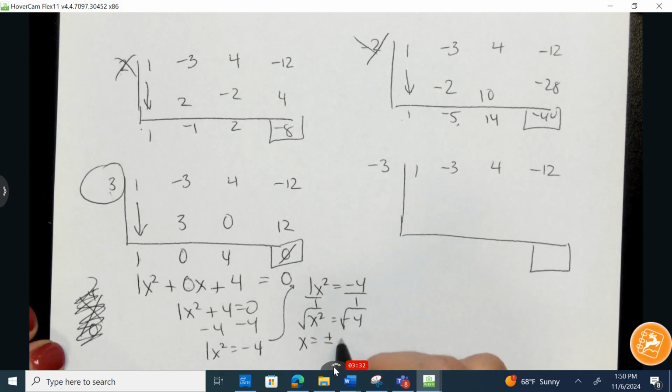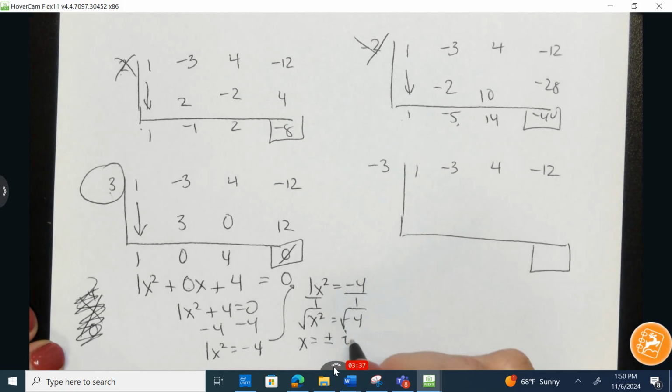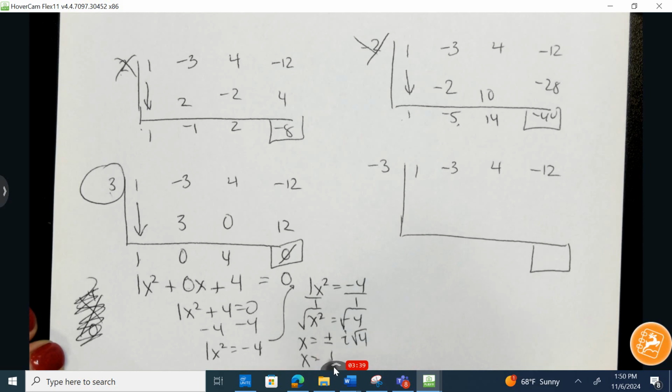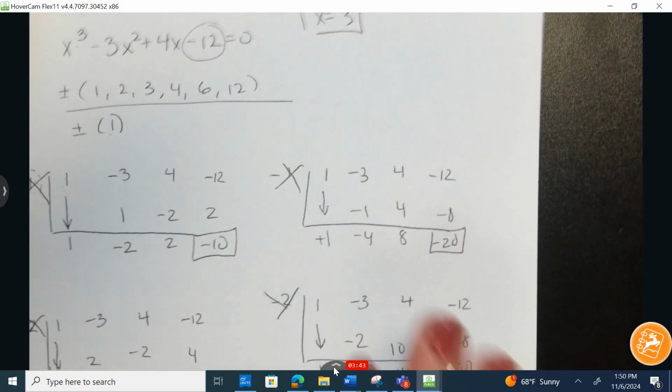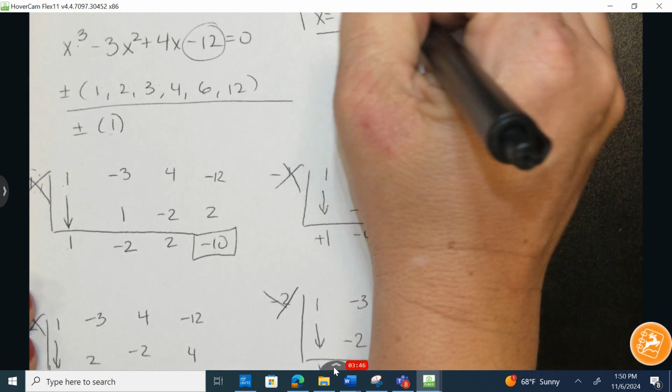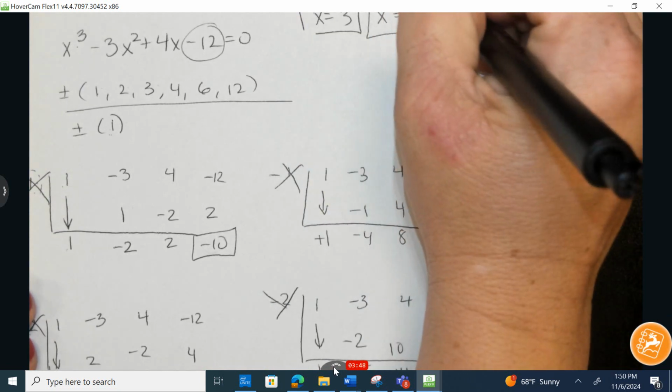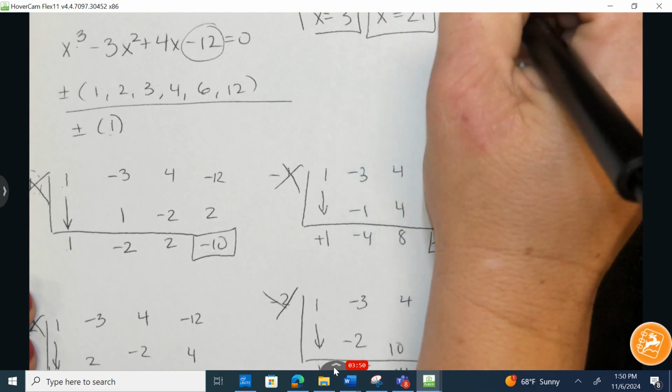X equals plus or minus. Now we can't take the square root of a negative, so this is going to turn into an i, and I have x equals plus or minus 2i once I simplify. So I'm going to come back up here and write x equals 2i and x equals negative 2i.